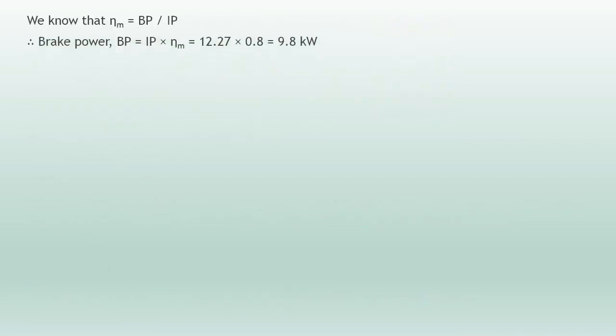So here is your brake power. How can you calculate your brake power? By taking the formula mechanical efficiency equal to brake power divided by indicated power. You know the indicated power, so rearrange this equation and you will get BP equal to IP into mechanical efficiency. Put the value of IP, that is 12.27 into 0.8. Okay, you will get 9.8 kilowatt brake power.